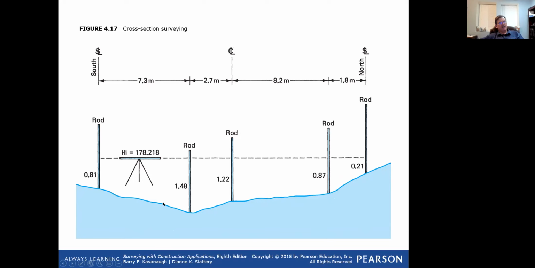The reason that this is good is for quantities of material: how much dirt needs to be moved, how much dirt needs to be brought in. That's why you do that. That's the very purpose behind this type of work, a cross section for surveying.